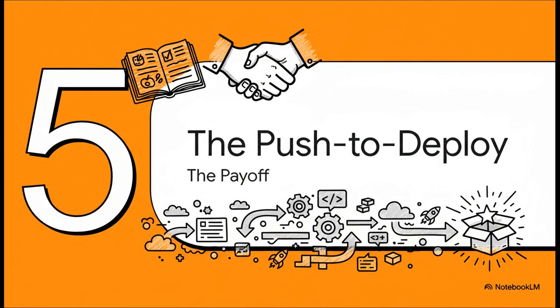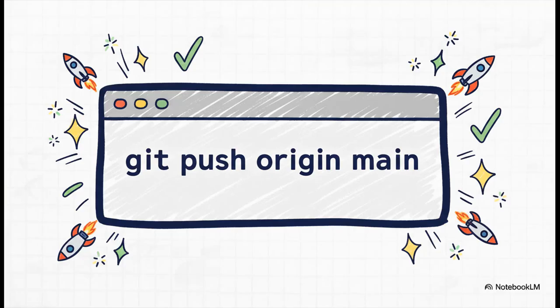All right, with our recipe all written and that secure handshake configured, we finally get to the best part, the payoff. This is where we see all that setup come together in a beautiful, automated flow. This is it. This single line is your new deployment process.